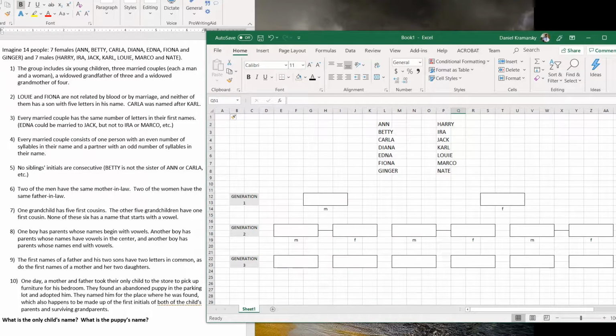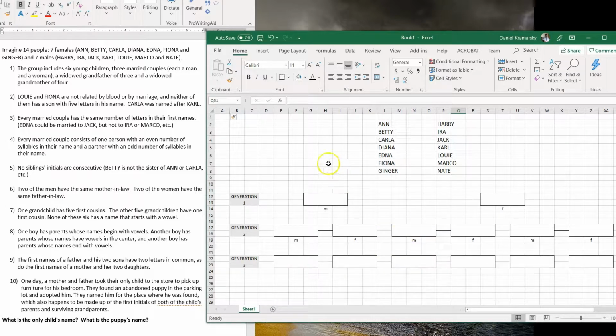Alright, let's get started. There are 14 people, 7 females and 7 males. So we'll put their names here, the 7 females and the 7 males. Now here, the group includes 6 young children, 3 married couples, a man and a woman, a man and a woman, a man and a woman, a widowed grandfather of 3 and a widowed grandmother of 4. So we put down the 3 generations, the 2 widowed grandparents, male and female, the 3 married couples, and the 6 kids.